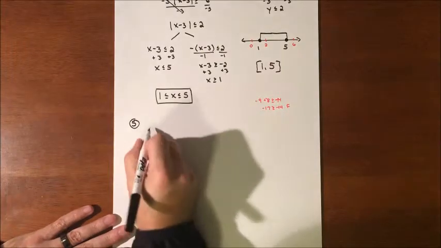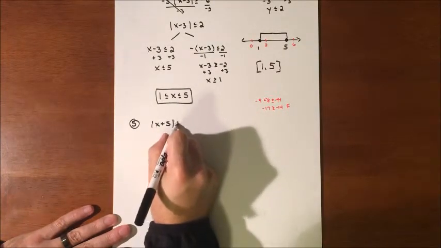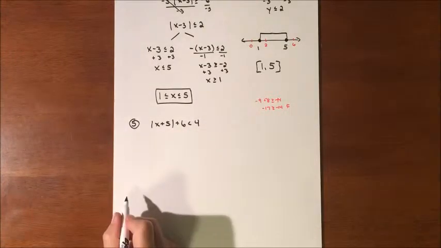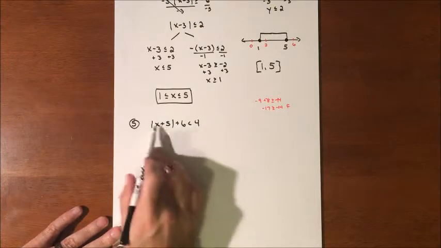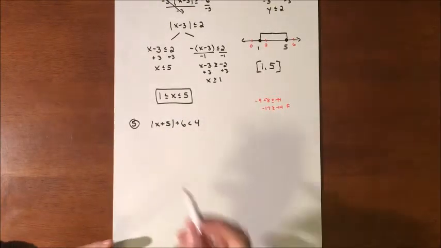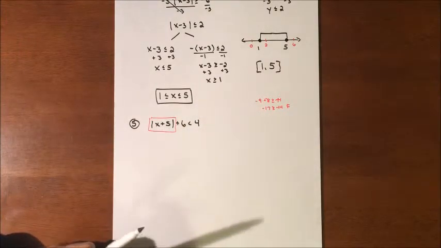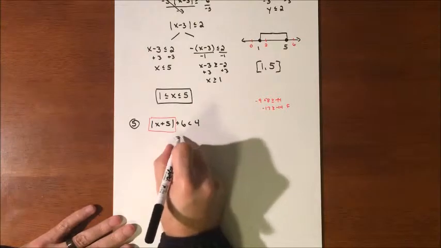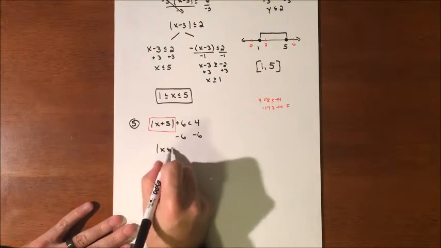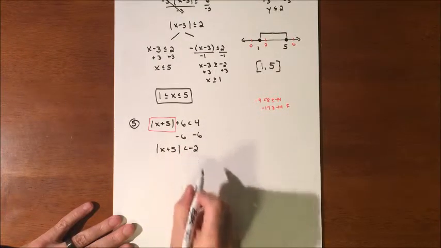So we'll do the absolute value of x plus 5, plus 6, less than 4. Everything looks good here. We have positives all throughout. We're going to try to isolate the absolute value. So we need to isolate this piece right here, which means we need to get the 6 out of there. So we'll subtract 6. So we have the absolute value of x plus 5 is less than negative 2.